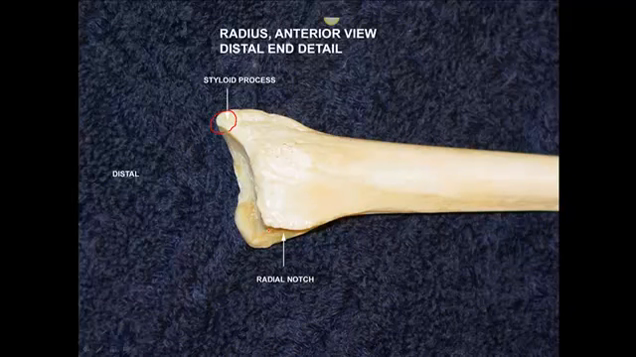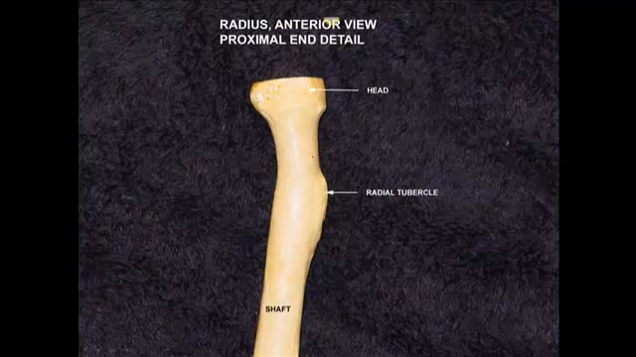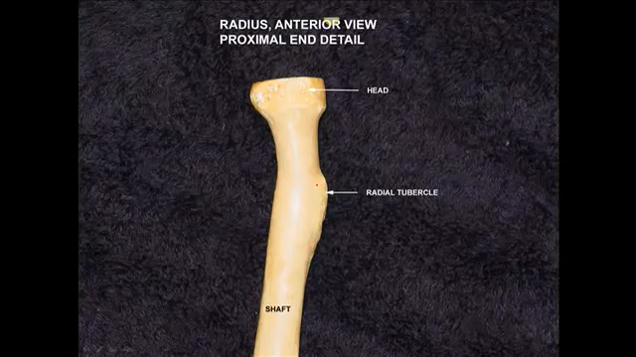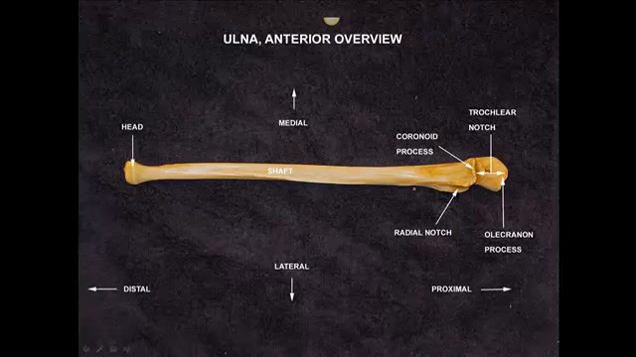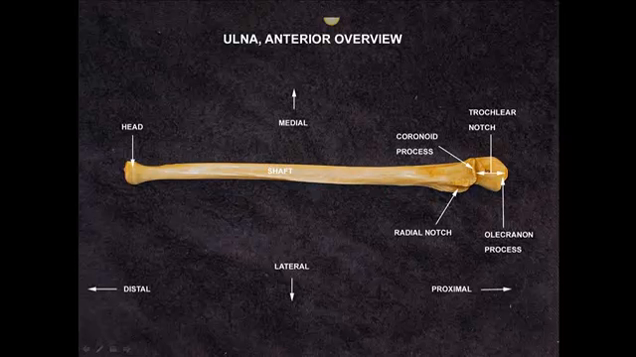This is the radial notch, and you'll see it better on your actual bone. This is the radial tubercle. This is for muscle attachments. Any raised, thickened area on a bone is for muscle attachment. Remember that. Muscle attachment. And muscles won't be attached close up here. They're down here to get more leverage. So here's the ulna. This is the anterior view.